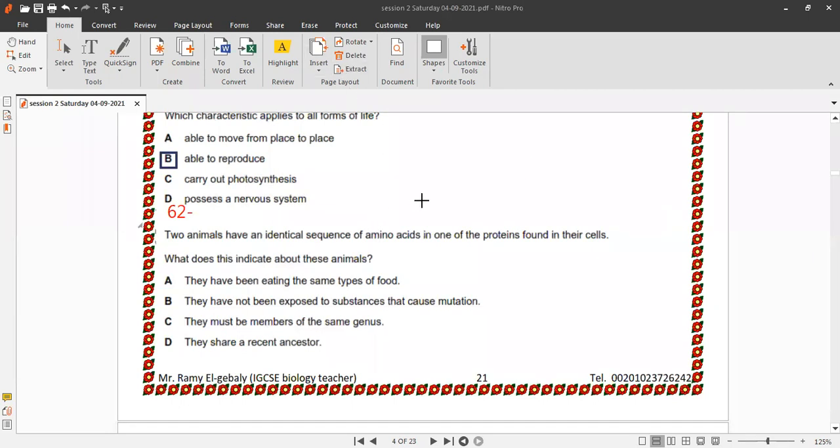Two animals have an identical sequence of amino acids in one of the proteins found in their cells. What does this indicate about these animals? A, they have been eating the same food. C, they must be members of the same genus. Oh wait, identical amino acids. No, they share a recent ancestor. Why D? Who can answer why D?